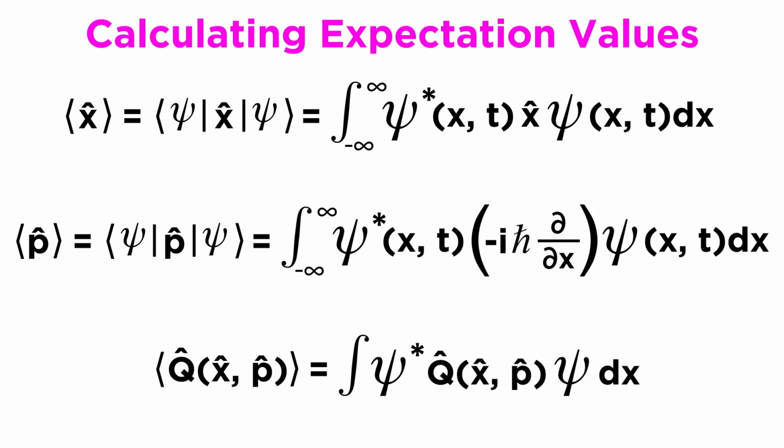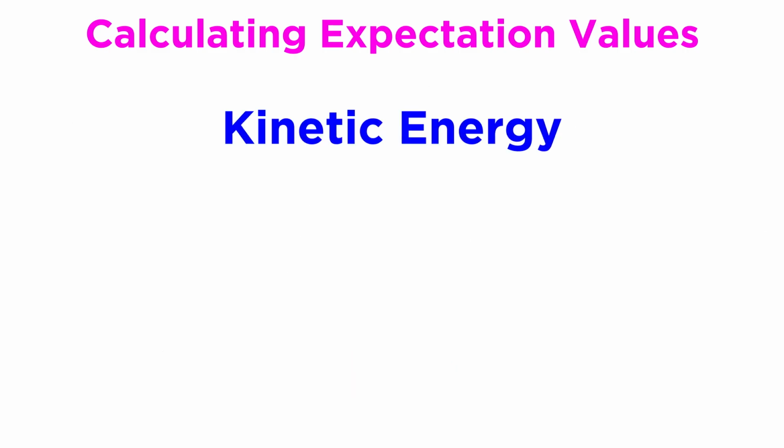We can write all dynamical variables as functions of position and momentum. This means that it is possible to find the expectation value of any dynamical variable q by calculating it this way, with the expectation value of q of x and p being equal to this expression. Let's apply this to one specific example, kinetic energy.